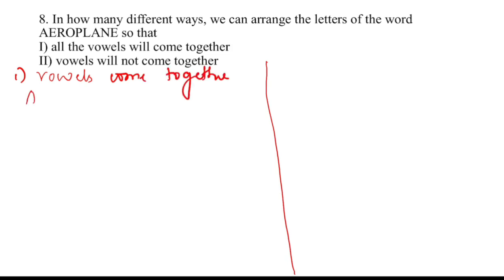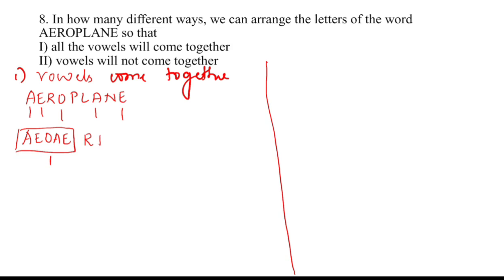So what is the word? Aeroplane. How many vowels are here? 1, 2, 3 and 4. One more is there, so 5 vowels are there: A, E, O, A and E. So we will take these as 1 unit. And the remaining are R, P, L, N, which will be second, third, 4th and 5th.